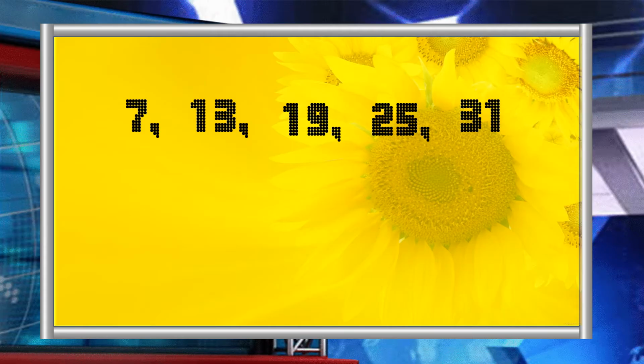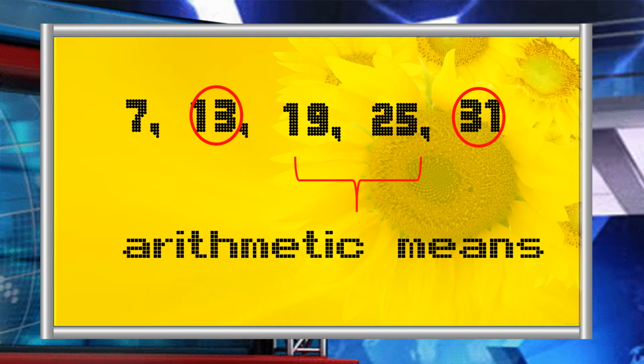In here, what are the arithmetic means between 13 and 31? If your answer is 19 and 25, you are correct. Why? It is because 19 and 25 are the terms between 13 and 31.